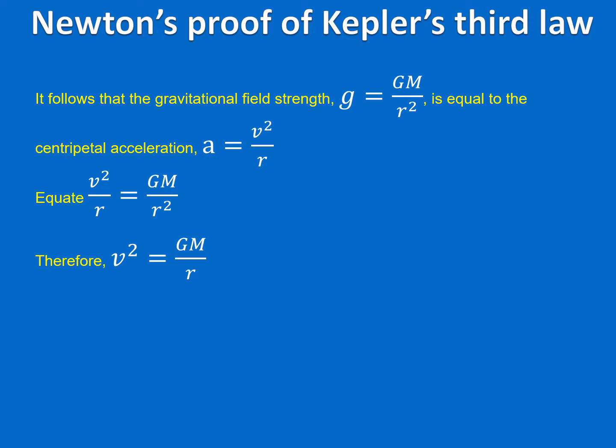Assuming that the planets are orbiting the sun in a circular orbit, we can find the speed, because the speed is equal to the distance traveled, so the circumference, divided by the time period. So assuming it's a circular orbit, with the circumference divided by the time.